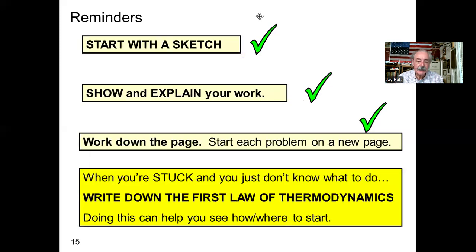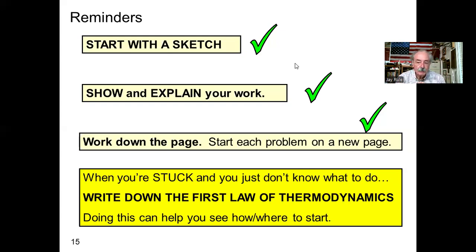Okay, recap. Let's recap. You're taking your exam. Start with a sketch. If you're given a sketch, you don't need to redraw the sketch. That's not worth anything. But if you're not given a sketch, start with a sketch. Chances are good that you might not be given a PV diagram or TS diagram. You'd want to include those with your own pencil and paper. Show and explain your work. Don't just write down numbers. Don't just write down formulas. You need to add some words as you're working down the page.